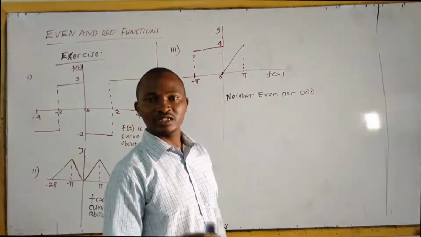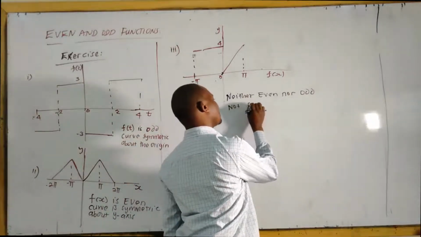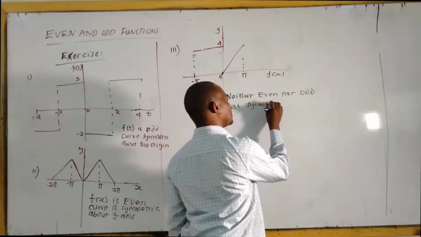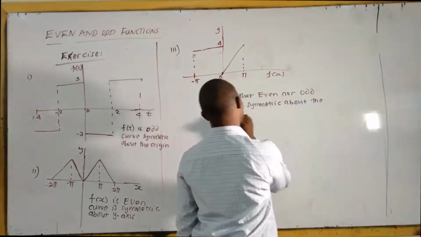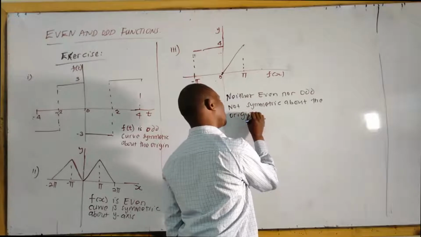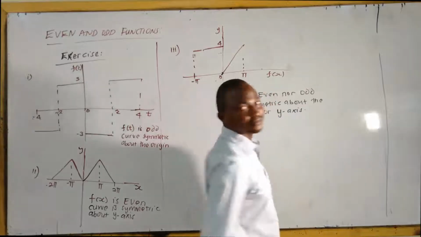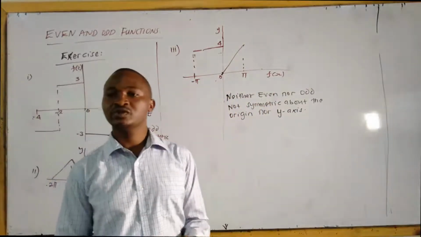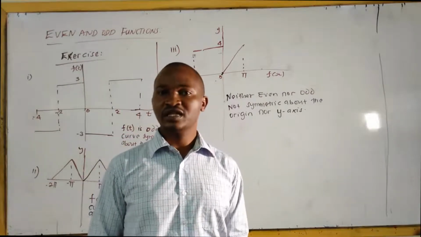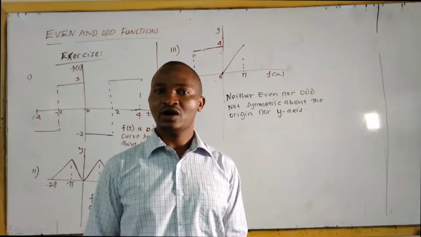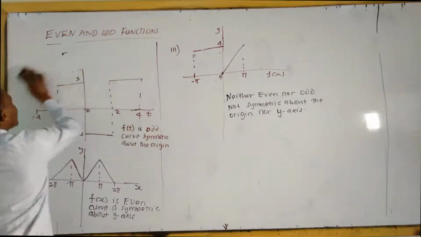Not symmetric about the origin, not symmetric about the y-axis. It's neither. So you should now be able to easily determine whether a function of x or a function of t is even, odd, or neither. Now move on to something else.